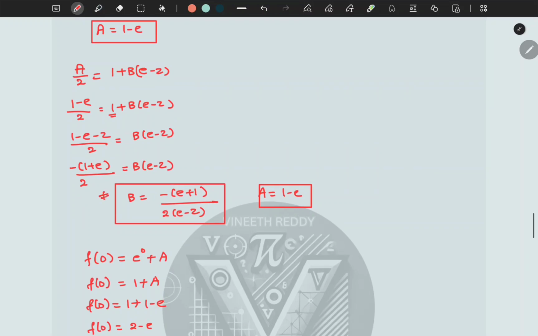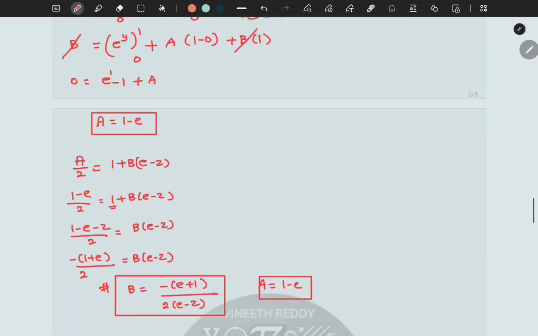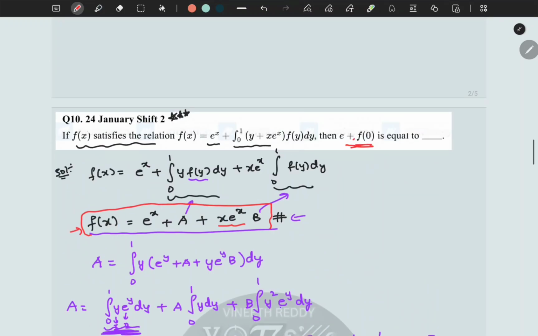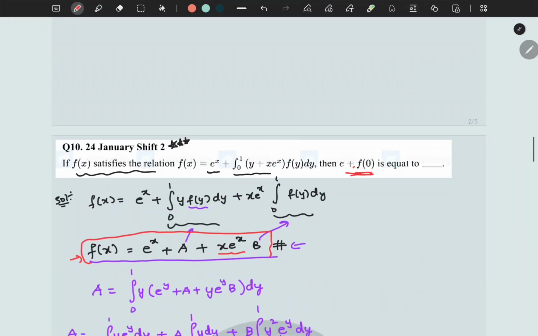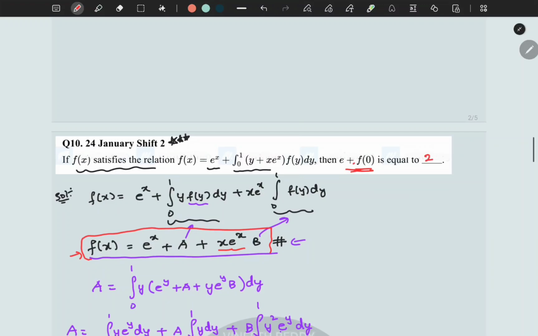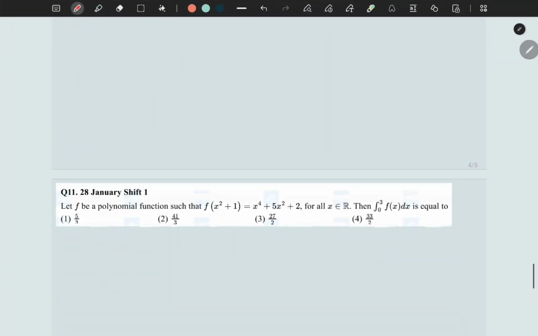So probably this could have been avoided, because if we had noticed this part of the question, we could have saved a couple of seconds. So I think, yeah, this is an important point. B need not be found. Anyways, e plus f of 0 should be equal to 2, right? So the answer here is 2. Now let us go to the next question.